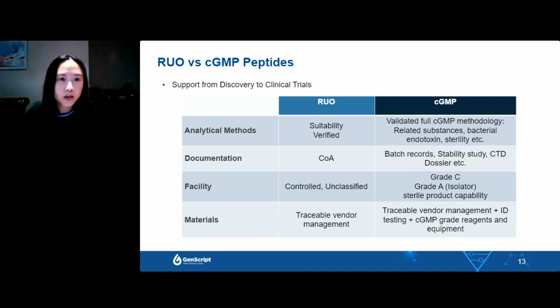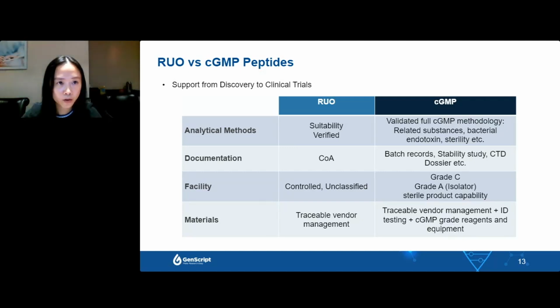So we have talked about the neoantigen vaccines starting from the discovery period, like antigen identification. Then you have to produce the vaccines, then commercialization. And we can provide you different grades of peptides. For example, here, RUO and cGMP grade, and I listed the difference between them. For example, the facility is different. For cGMP, we have the grade C suite and grade A isolator.